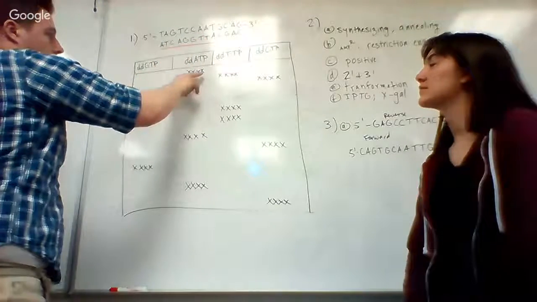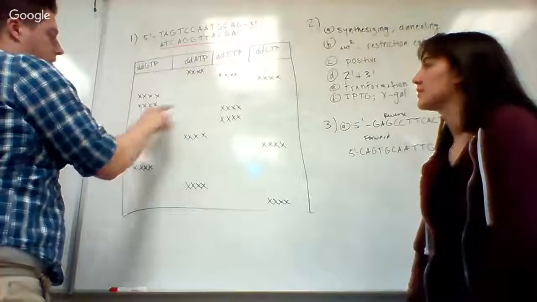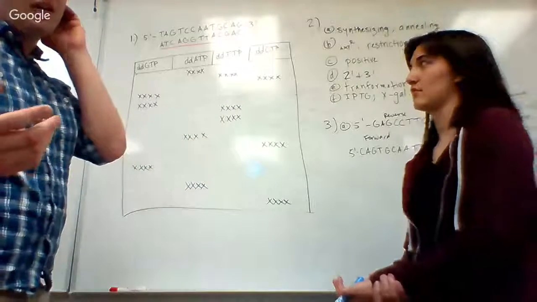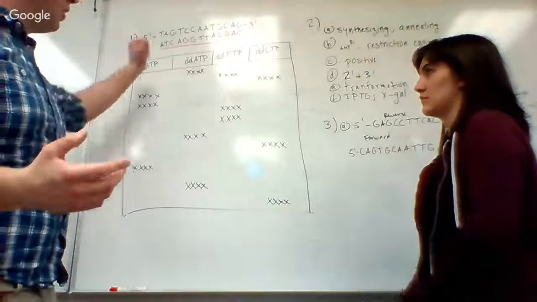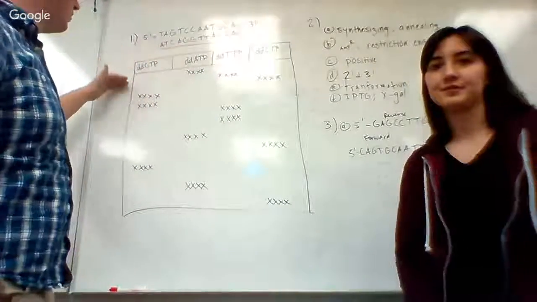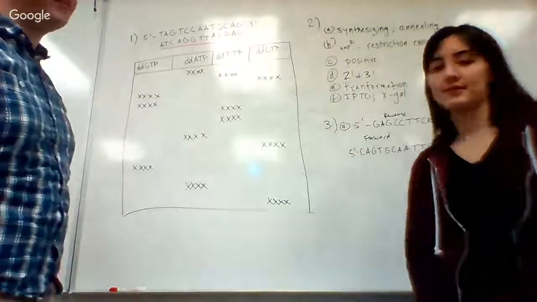And so here you get to see where they stopped on the nucleotide sequence, and you're able to see exactly where the sequence was, or how the sequence goes from there. That's how we were able to figure out the first part of this question.